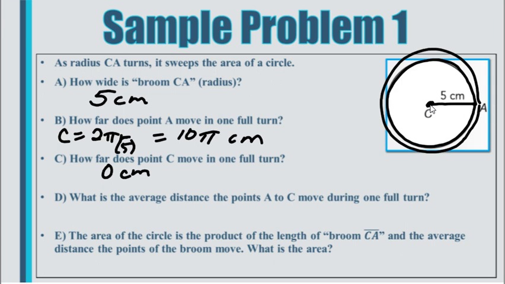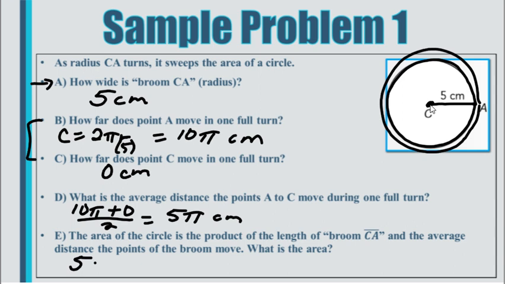What is the average distance points A and C move during one full turn? I add these middle two. So 10 pi plus 0 divided by 2 would give us 5 pi. The average distance would be 5 pi centimeters. Now the area of the circle is the product of the length of the broom, which we had for A, 5 centimeters, and the average distance, which is what we had in D, 5 pi. So what is the area? 5 times 5 pi is 25 pi square centimeters.